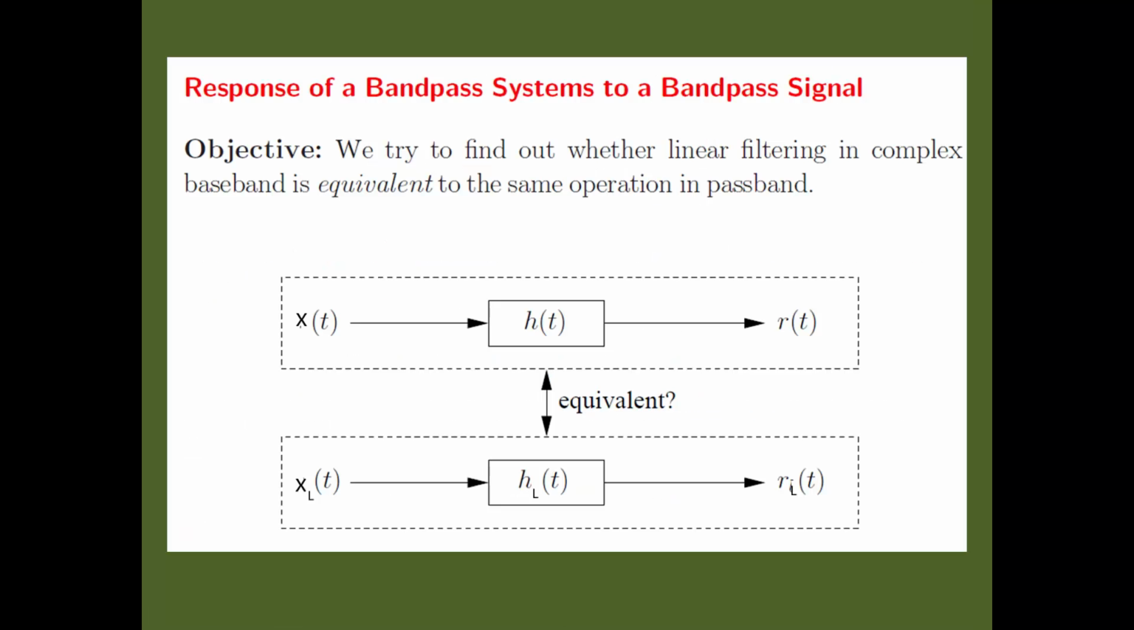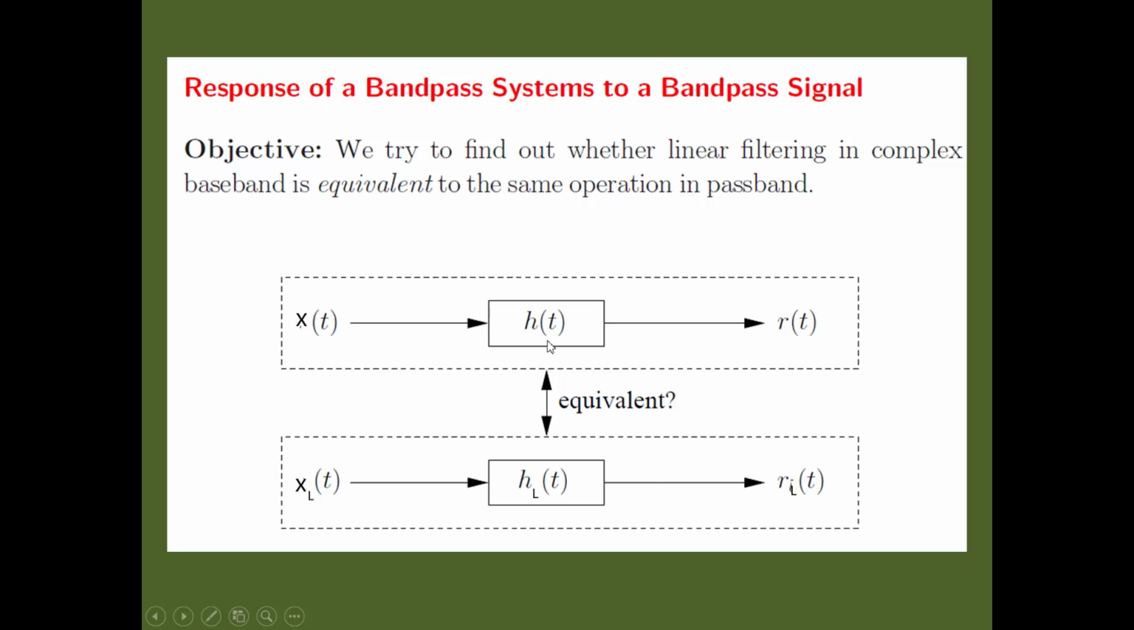Okay, now we can try to find out whether linear filtering in complex baseband is equivalent to the same operation in the passband. If you look at the upper box, this is a band pass signal passing through the band pass channel, and we are receiving a band pass signal, which is RT. And we have seen that we can express the band pass signal XT in terms of the low pass equivalent signal XLT, and we can recover the band pass signal back from this baseband signal also.